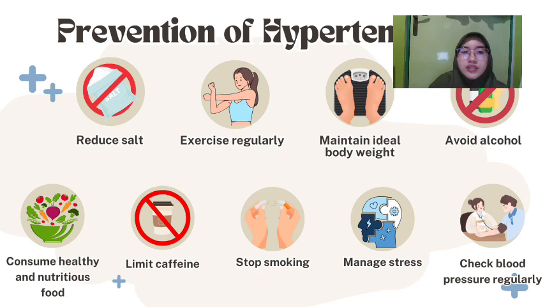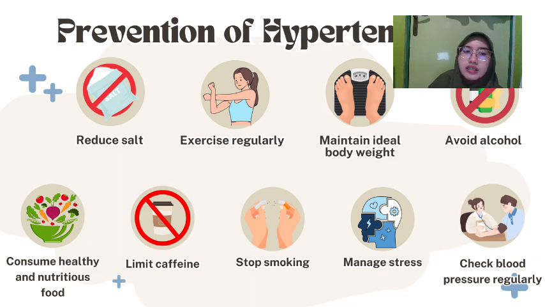Number seven is stop smoking. Smoking is not only bad for lung health but can also increase your risk of developing hypertension and heart disease. Nicotine and other harmful ingredients in cigarettes can increase blood pressure and heart rate by narrowing and hardening your arteries. Therefore, you need to avoid smoking as a form of prevention against hypertension.